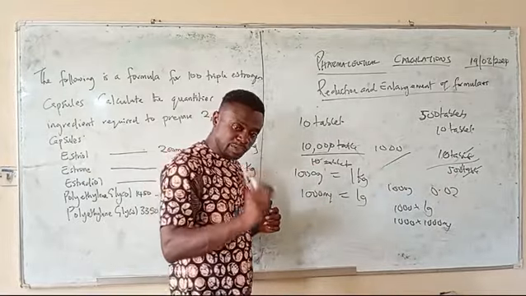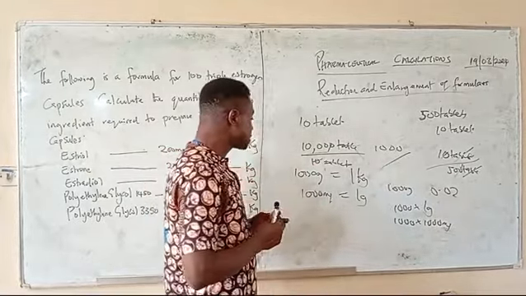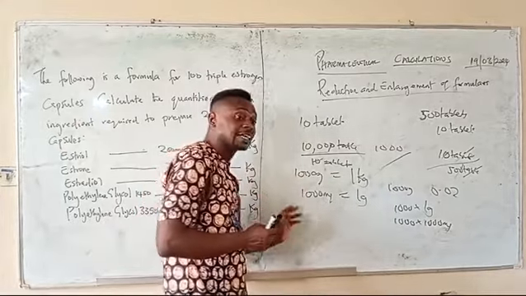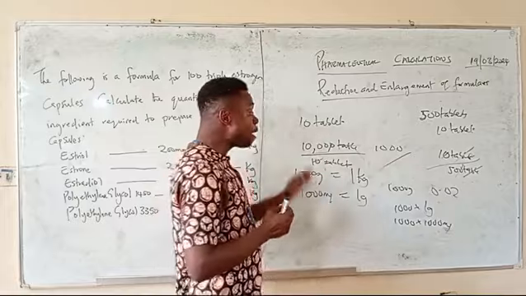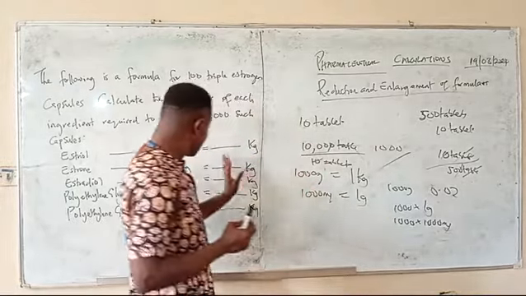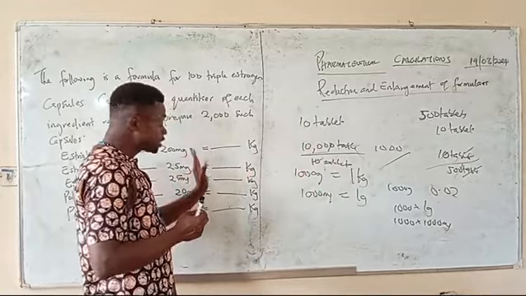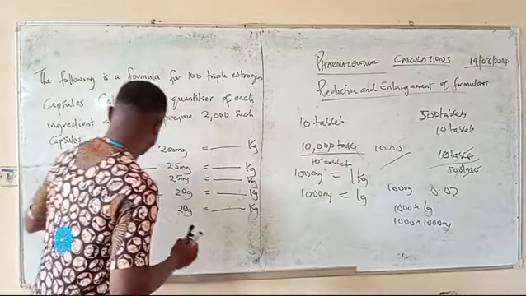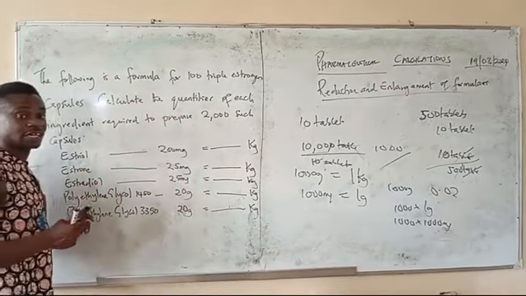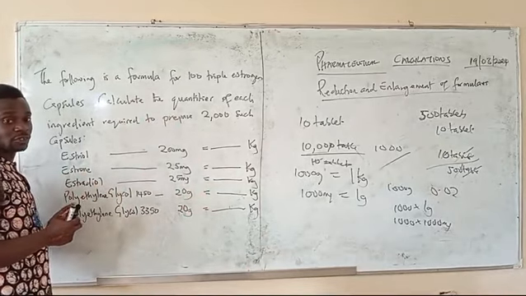So please take note that 1,000 milligram make 1 gram, 1,000 gram make 1 kilogram, and 1 million milligram make 1 kilogram. So with this now, let's solve this question. Now, remember what we discussed about reduction and enlargement of formula.